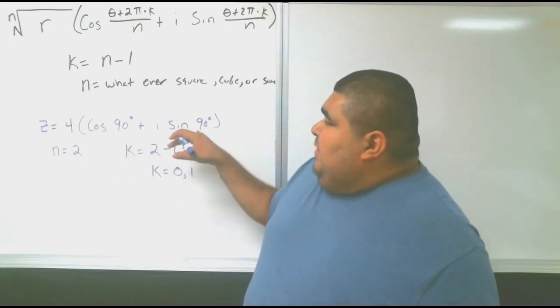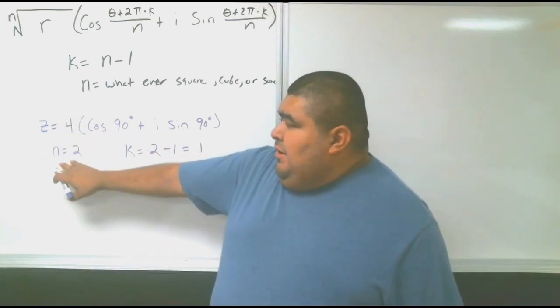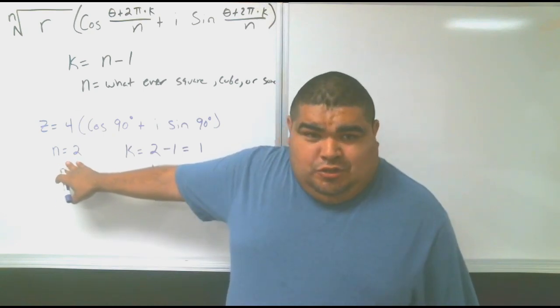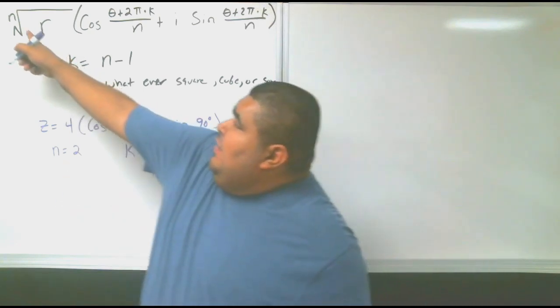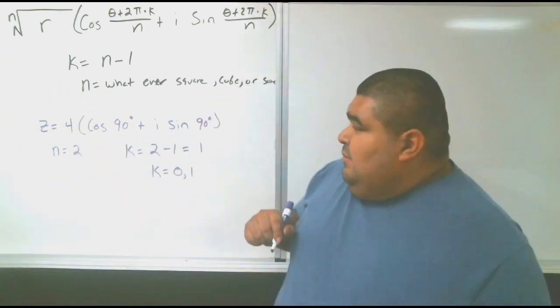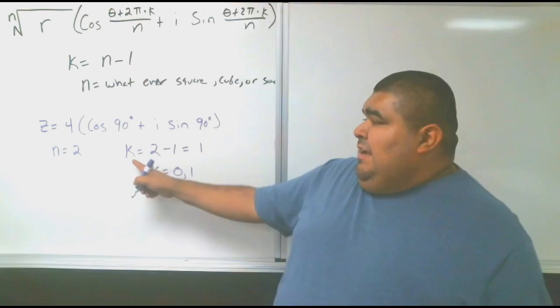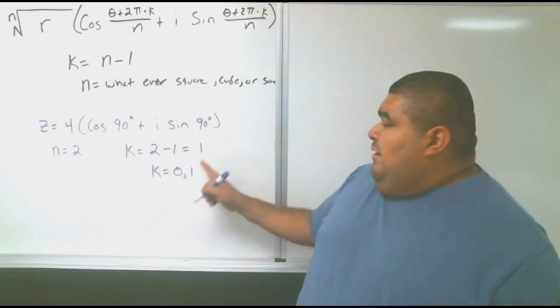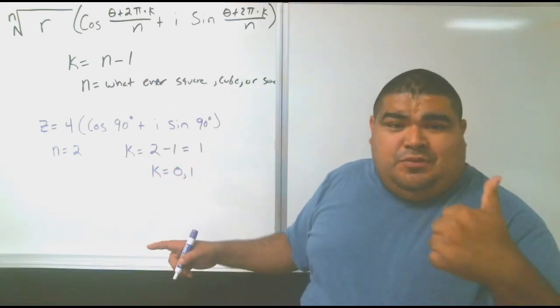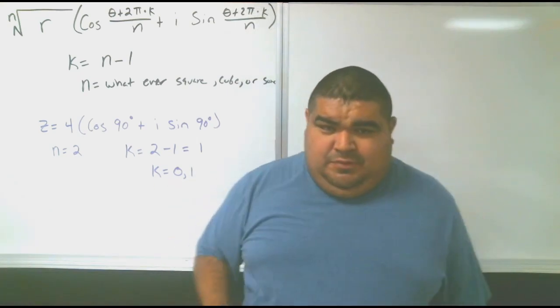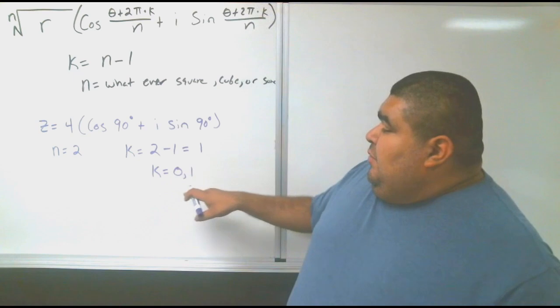The way we're going to break down this equation is, we already know that we're looking for squares. That means we're looking for a 2 as your n. So in the n here, we're going to put a 2. Our k is 2 minus 1, which is 1. Therefore, whenever you count, it's 0 and 1 that are your numbers for k. Always start with 0. So it can be 0 or 1.